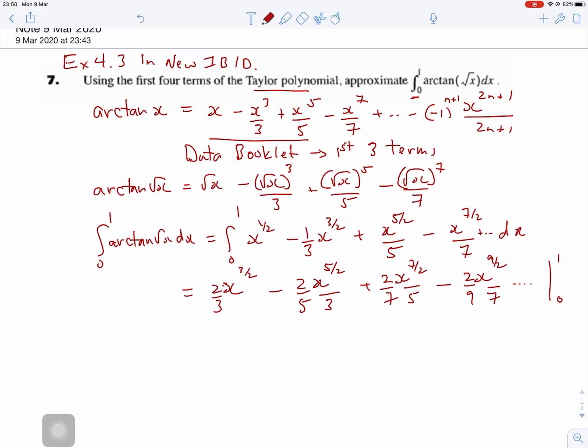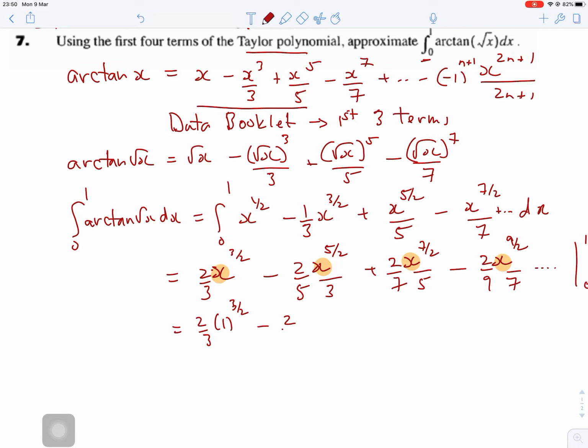And since it's a definite integral, we have to sub in the limits of integration, the 1 and the 0, and then take the difference. So this leaves us with 2/3. Now it's 1 to the 3/2, which will be 1. Each one of these x's, here, here, here, and here, we'll substitute 1 in for those, and so we know they're all going to be 1. So 2 over 5 times a third, 2 over 7 times a fifth, and 2 over 9 times a seventh, because whenever you put 1 to any power, you get 1.